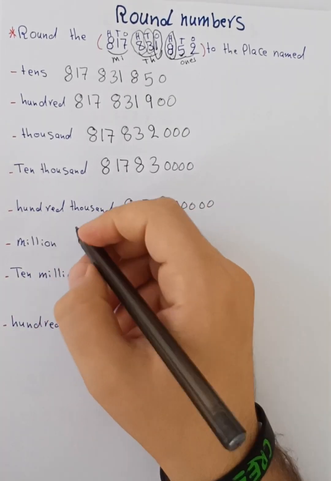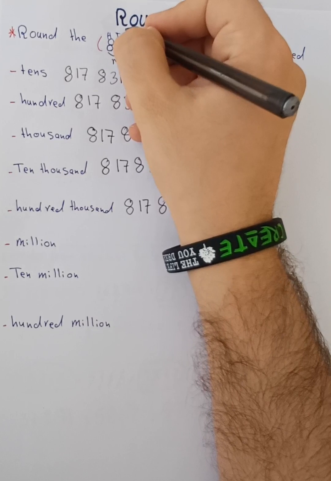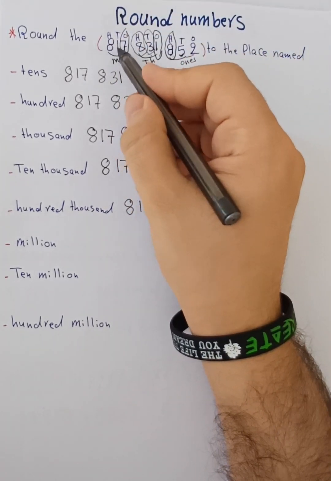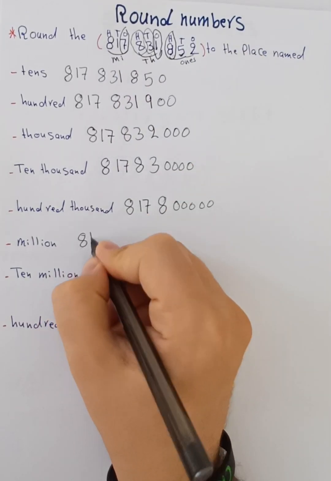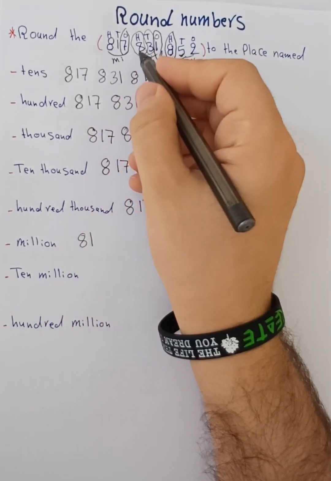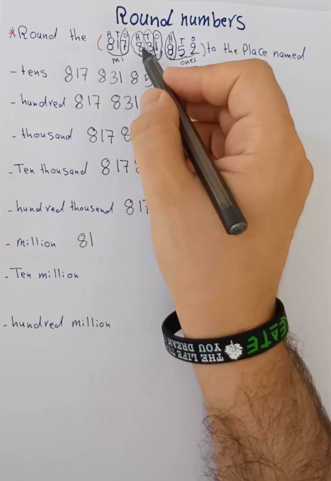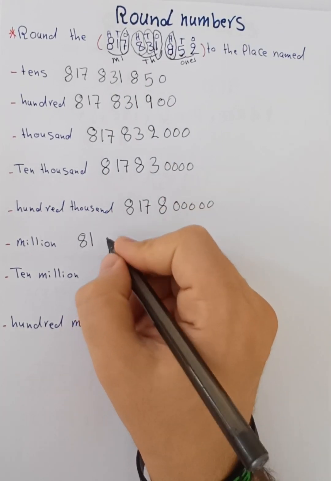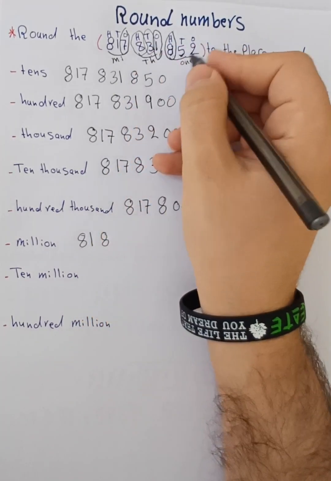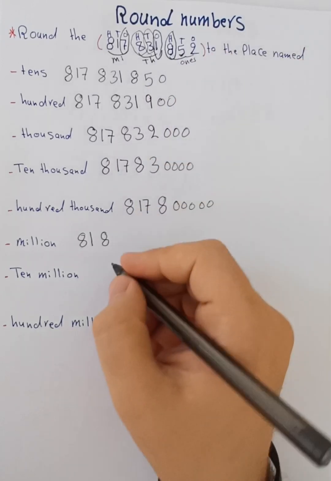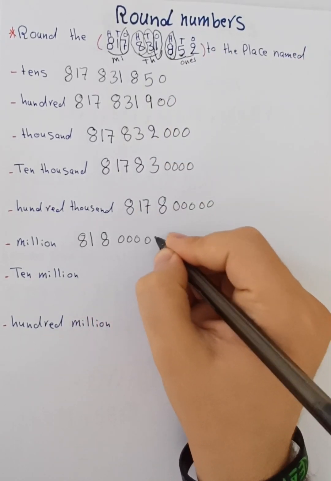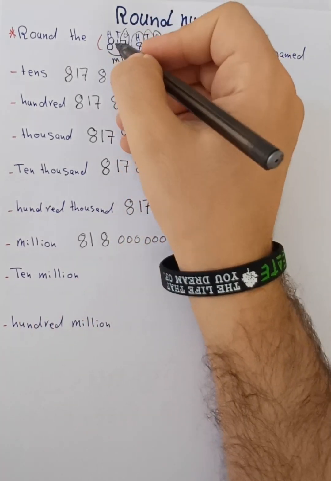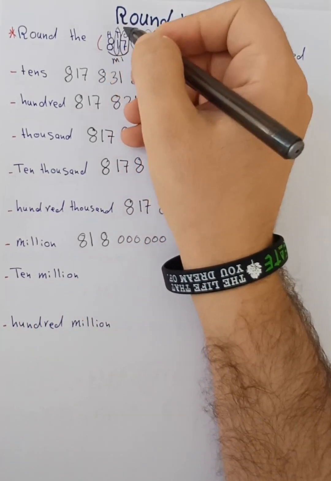After that we have to round million. This is the million digit. We have to write 81 without change, and after 7 we have 8. By the rounding rule 8 is greater than 5, so 7 increased by 1, 7 becomes 8, and these numbers become 0. We have 6 numbers become 6 zeros. After that we have to round 10 million. This is the 10 million digit.